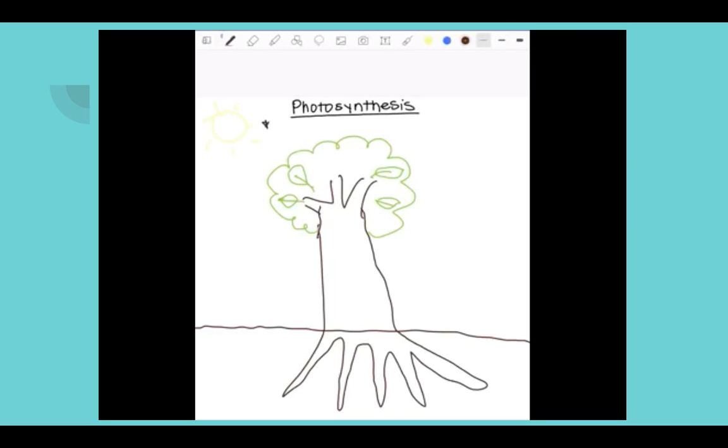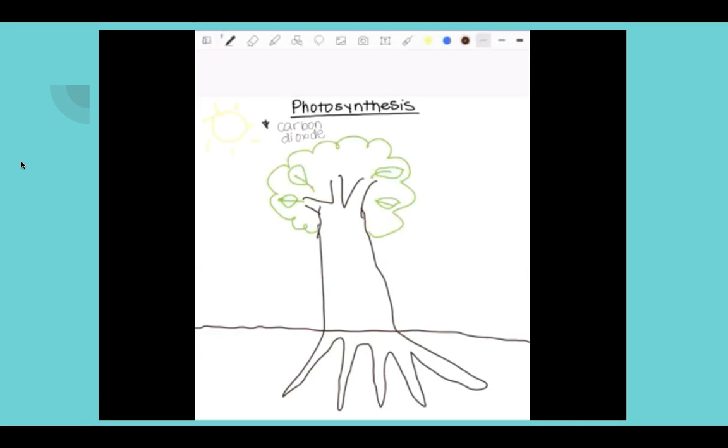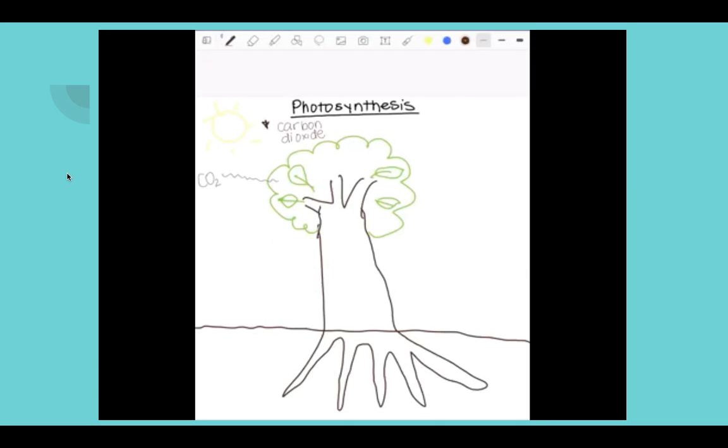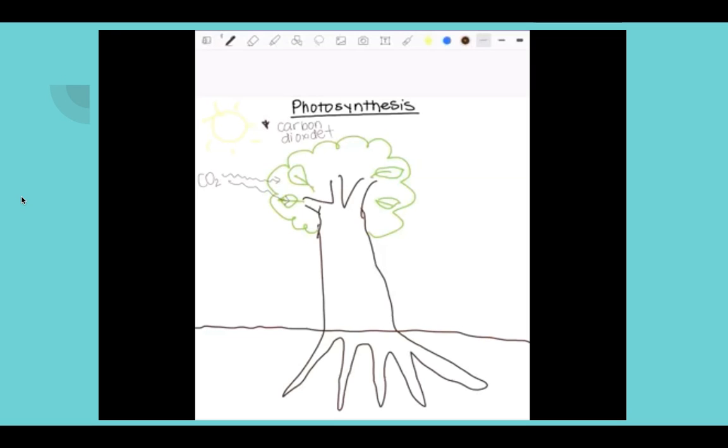So the very first piece of photosynthesis that we're going to talk about is carbon dioxide. Up here, I'm writing carbon dioxide just to have it completely spelled out for us. But on my diagram towards here, I'm going to write CO2. That's just the molecular formula for carbon dioxide. Now, as you can see, I have these wavy lines pointing into the leaves, because that is how the carbon dioxide enters.